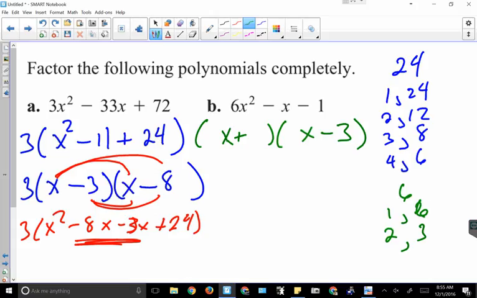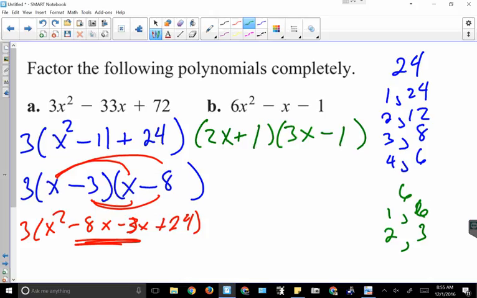In order for me to do this, I am going to have the 3 here and a 2 there. Will that now get me 6x squared when I multiply them together? Now, the only thing I got left is 1. What numbers multiply together to get 1? 1.